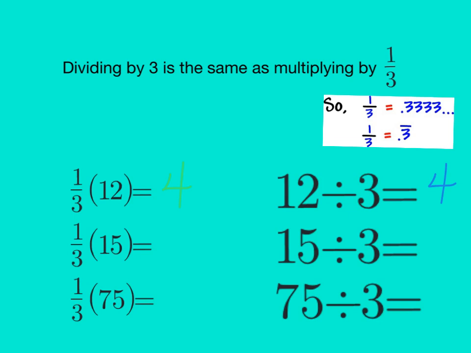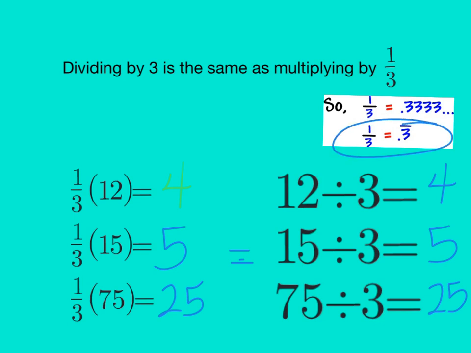1/3 of 15 means what is 1/3 of 15, so we'd have 5. Same thing, it's equal to 15 divided by 3, which is 5. 1/3 of 75, 25, same thing as 75 divided by 3. So I tell you this because if you're using your calculator at home, it's a lot easier to divide by 3 than to multiply by 1/3, since 1/3 is that repeating decimal.